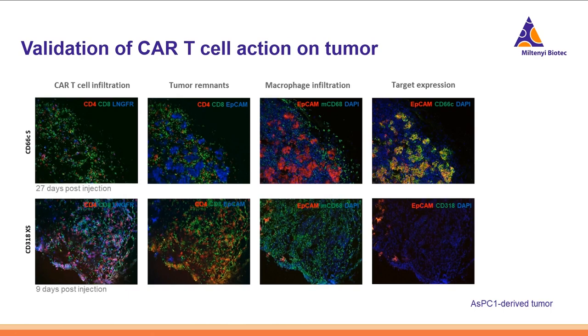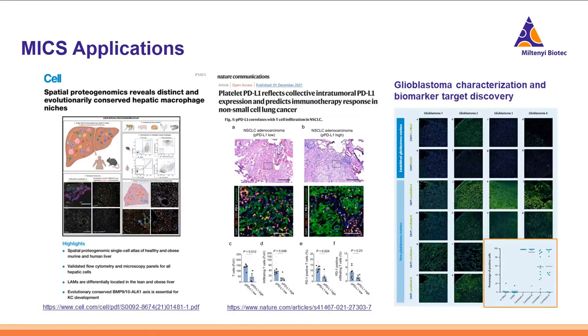So this is an interesting aspect of why we're seeing these different results despite the initial indication that these should have the same efficacy. That's just one example of how you can use this to start asking questions and doing immuno-oncology applications. But I also have a couple here up on the screen if you would like to investigate some of these more, looking at things like macrophage niches, small cell lung cancer, and even glioblastoma.